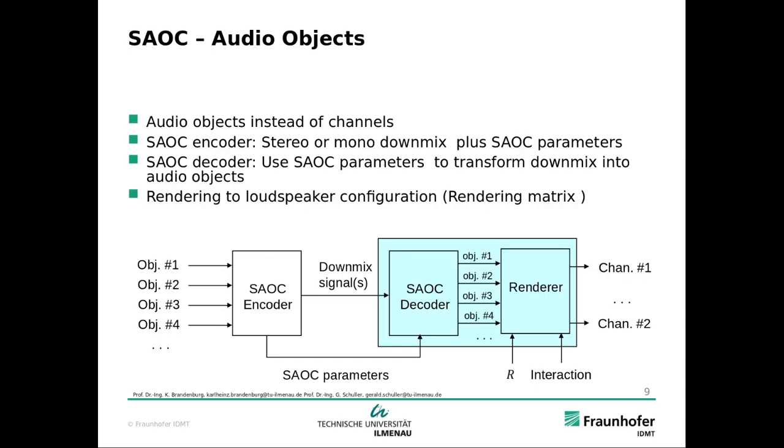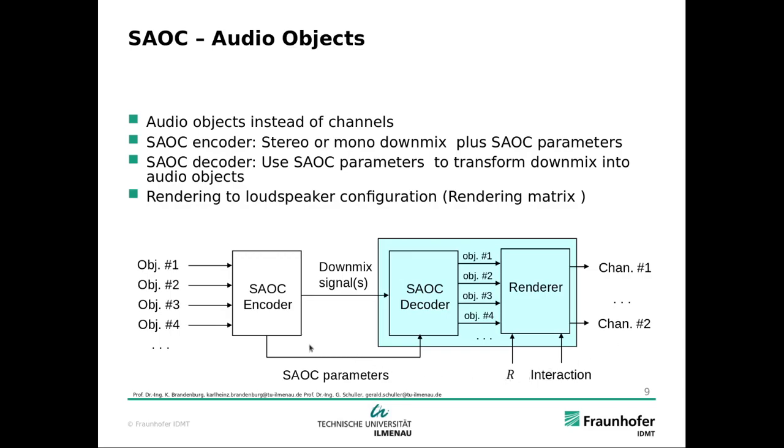And we saw that this position in space is encoded as interaural level differences or time differences as parameters. And these are the SAOC parameters, so they are actually more than ILD and ITD, and they describe the position in space. Then on the decoding side, we have the SAOC decoder, which tries to separate those objects. And then we have a renderer, which then does a downmix to the configuration at the receiver, be it stereo or 5.1 or surround, doesn't matter.